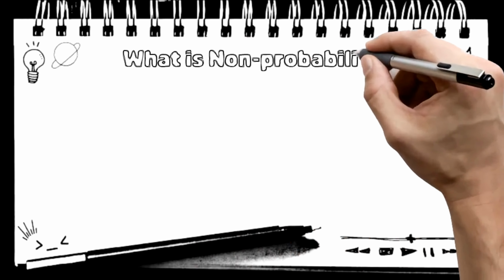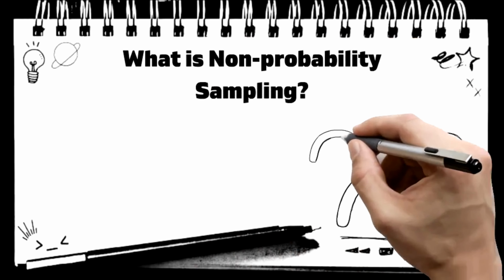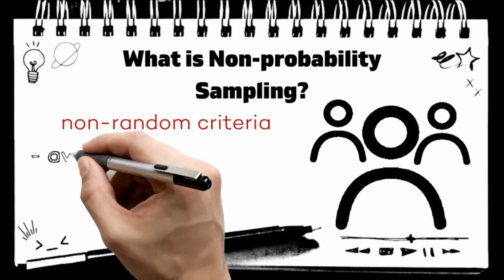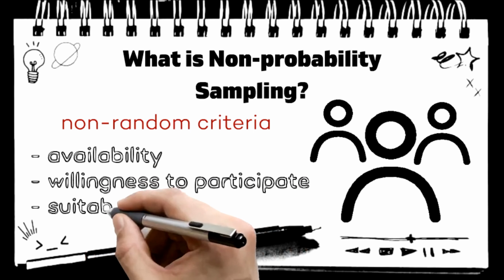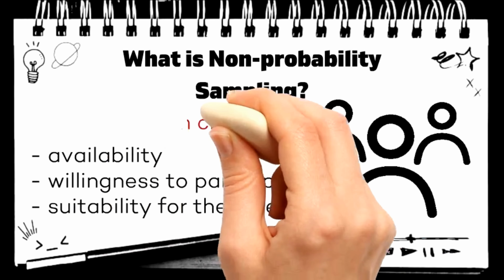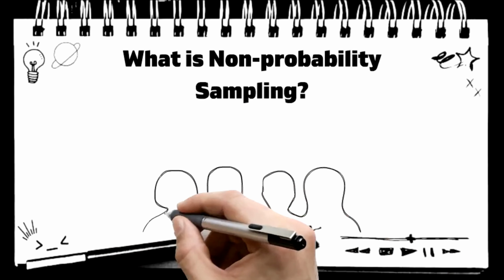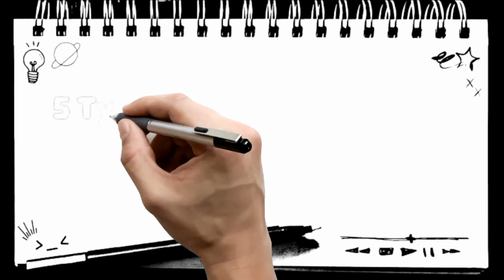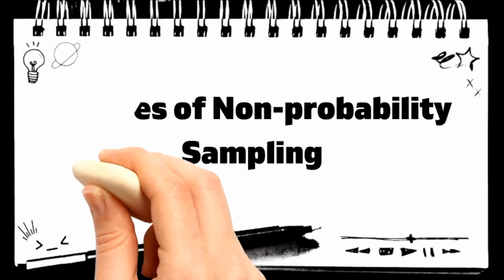So what is non-probability sampling? In non-probability sampling, people are chosen based on non-random criteria such as their availability, their willingness to participate, or their suitability for the research. This means that not everyone in the population has an equal chance of being selected. 5 types of non-probability sampling.